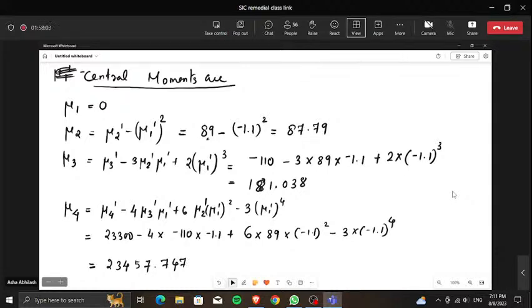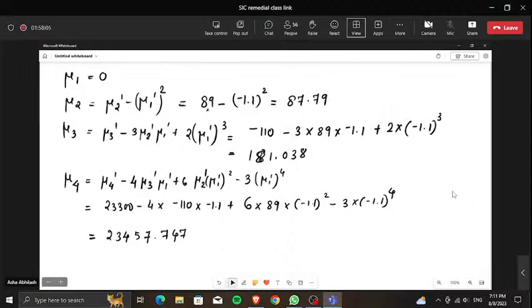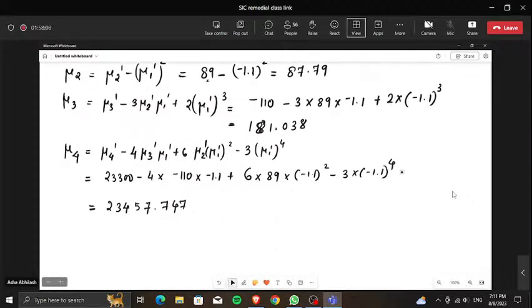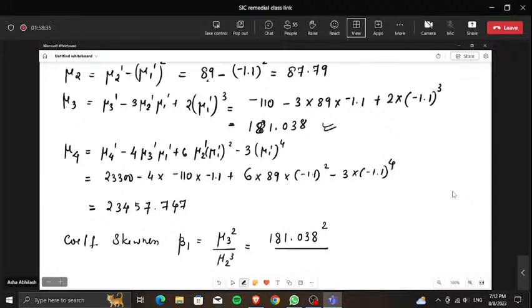So all of you have got these values? Yes, ma'am. Central moments? Yes. So I have added 2 more questions over there. You have to find the coefficient of skewness as well as the kurtosis part, and you have to comment on it. Coefficient of skewness you can calculate by using the formula beta 1, that is mu3 square divided by mu2 cube. What is your mu3 here? 181.038. So this square divided by mu2, which is 87.79.